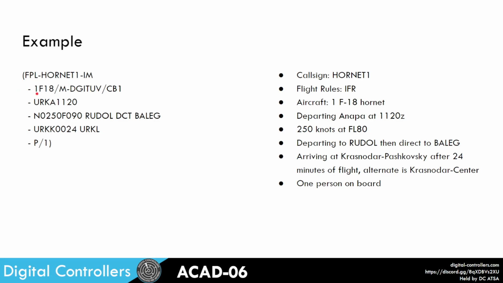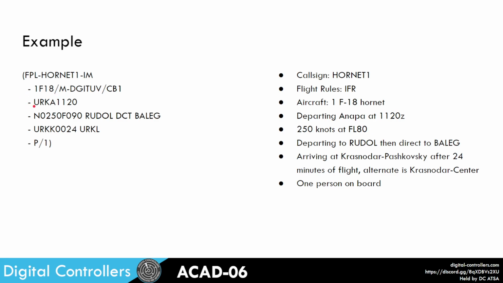Then on the second line here, we have the aircraft type and number. So in this case, it is a single F-18. We then have the wake turbulence category, which you do not need to worry about at this stage, followed by the capabilities and equipment carried by the aircraft, which similarly you do not need to worry about at this stage.